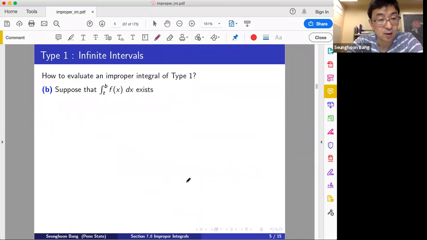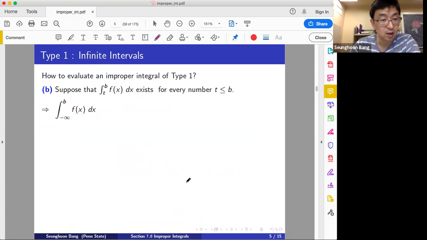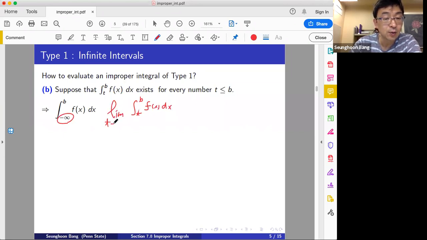Second type, suppose that the integral from t to b of f of x dx exists for every number t less than or equal to b. How can you calculate the integral from negative infinity to b of f of x dx? Very similar. Only replace minus infinity by t. Next, take the limit as t approaches minus infinity. That's the whole idea.